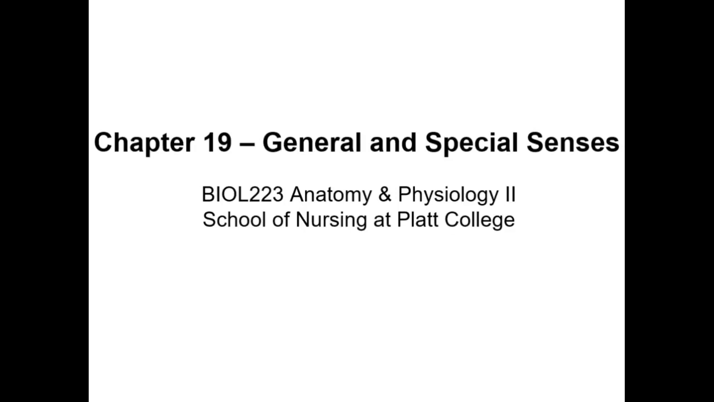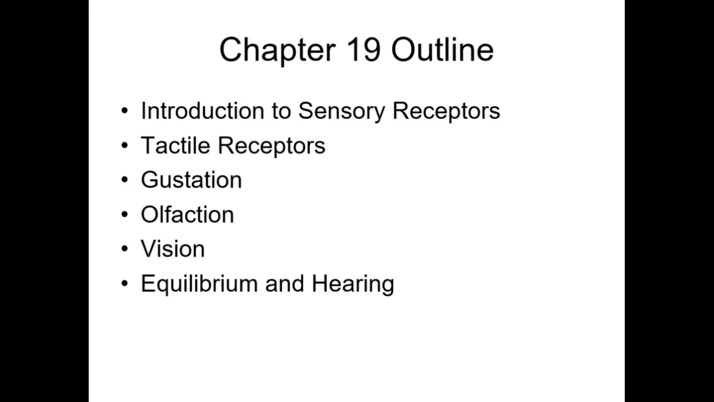All right, this is general and special senses. We're going to start by talking about our general sensory, our somatic sensory and visceral sensory, and some of the ways that we categorize our different types of receptors. Then we're going to move into our special senses, going from simplest to more complex. We're going to find that olfaction and gustation, so taste and smell, are really pretty simple.